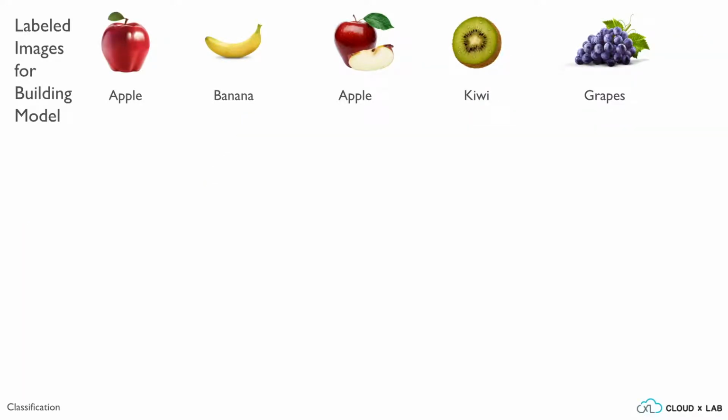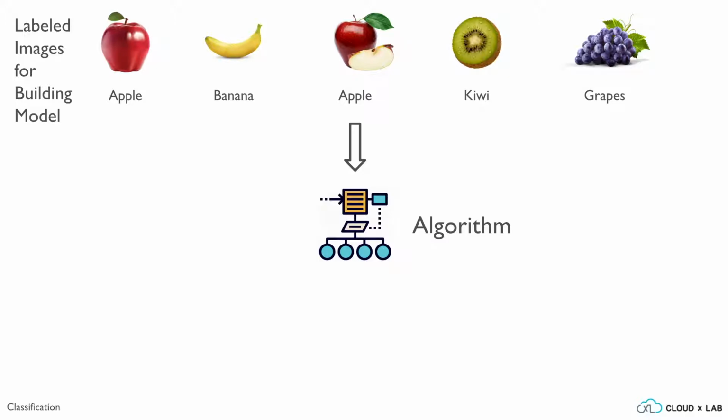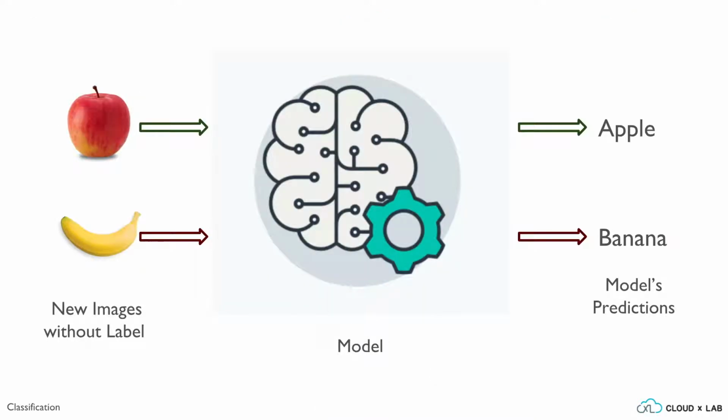Say our task is to build a model which classifies the given image into fruits like banana, apple, and kiwi. Here we have labeled images for training the model. Each image has a label such as apple, banana, or kiwi. Since we have labeled data, such a classification will be a supervised machine learning task. We feed these labeled images to the algorithm. The algorithm learns from these labeled images and builds the model. Then this model can be used to classify new images into one of the fruits.